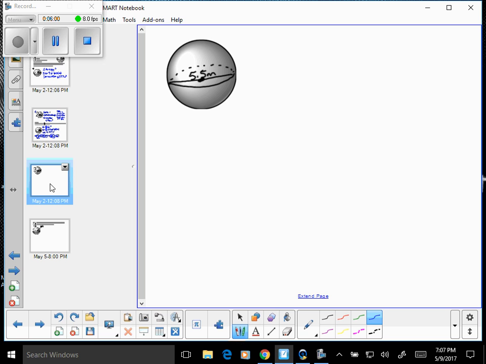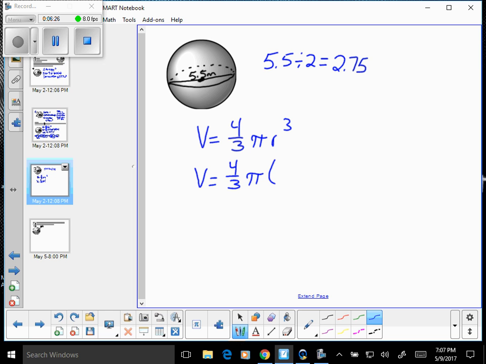Otherwise, moving on, this time you have to note that they have given me a diameter. So you have got to take 5.5 divided by 2, and that's going to come out to 2.75. We did that in an earlier example. Now my volume formula says 4/3 pi r cubed. And I'm going to hit that 2.75.